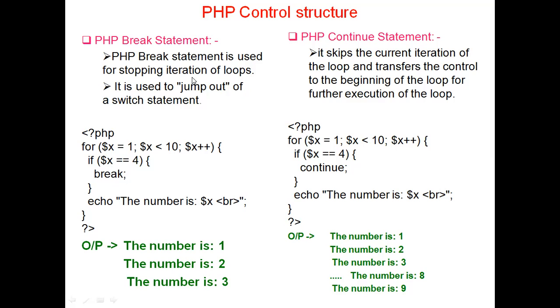So the break statement is used for stopping the iteration. In short, we break somewhere in the middle of the loop, giving some proper condition. On the other side, what is the main use of the continue statement? It skips the current iteration of the loop and transfers the control to the beginning of the loop, so that it goes further for the execution of the loop.